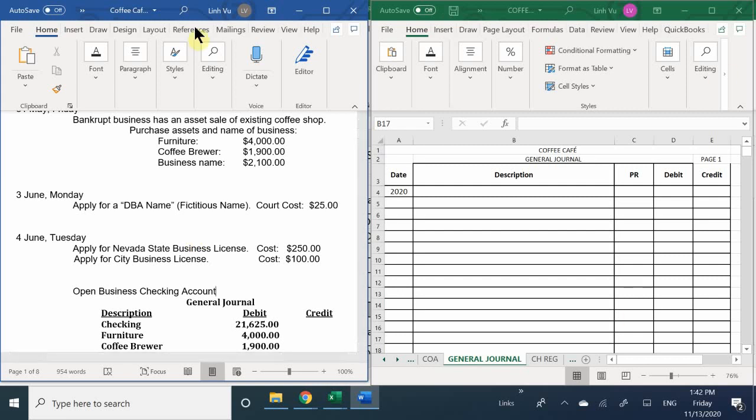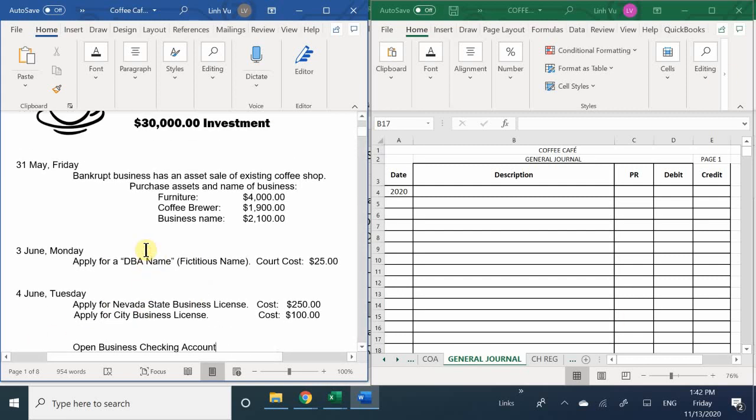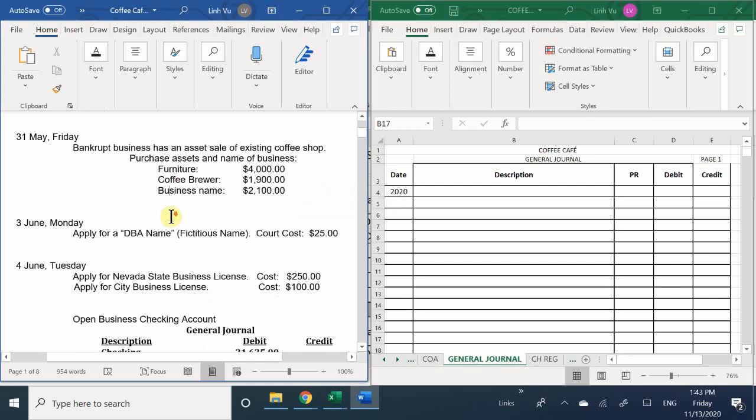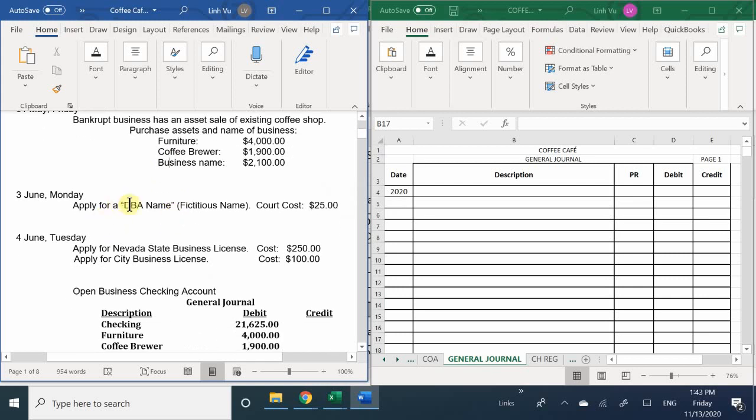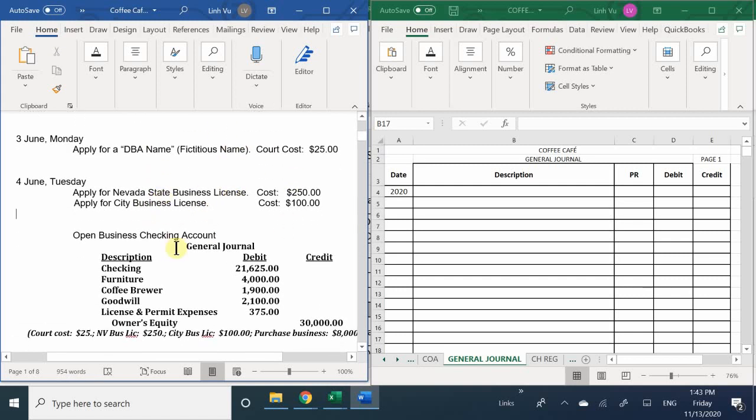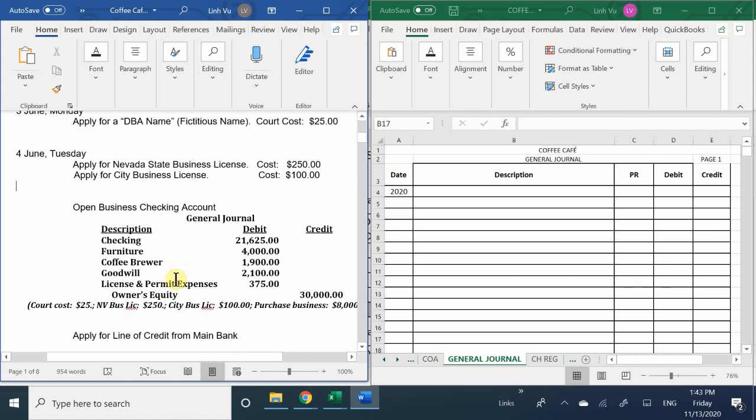So we've got to go back up here and look at what we bought. Well, first we bought furniture. We also bought a coffee brewer. We have a business name. Okay, so this is considered goodwill. All right. And then we bought a license and permit to be able to do business. Now here I've already laid out what your journal should look like.